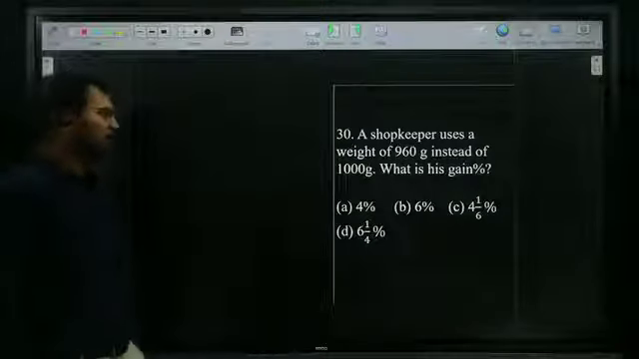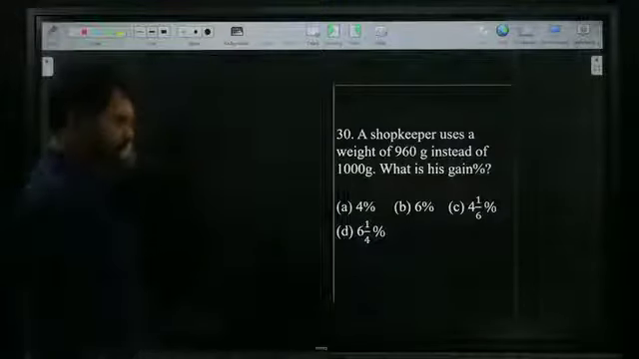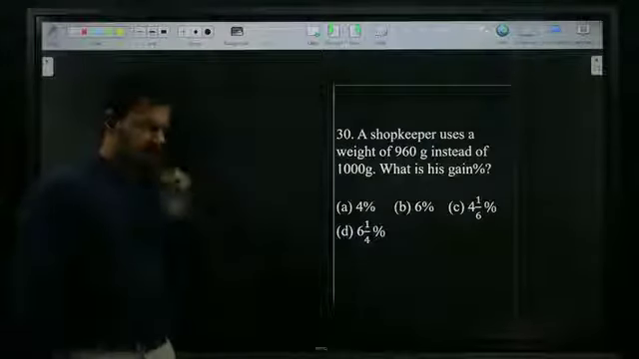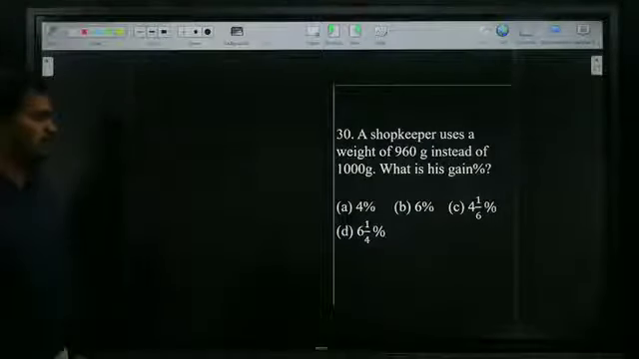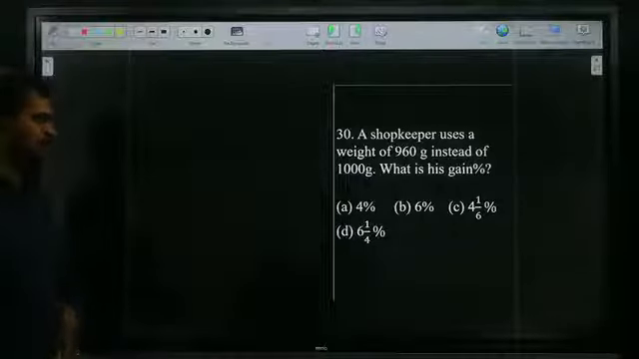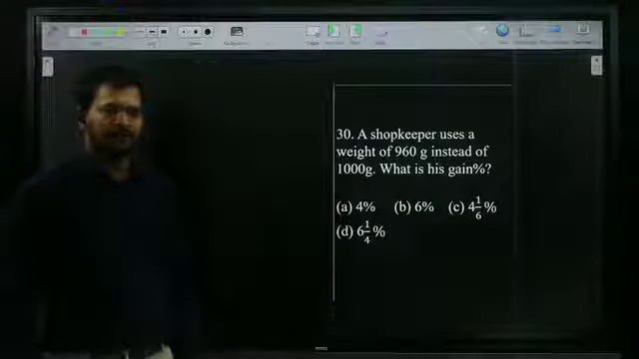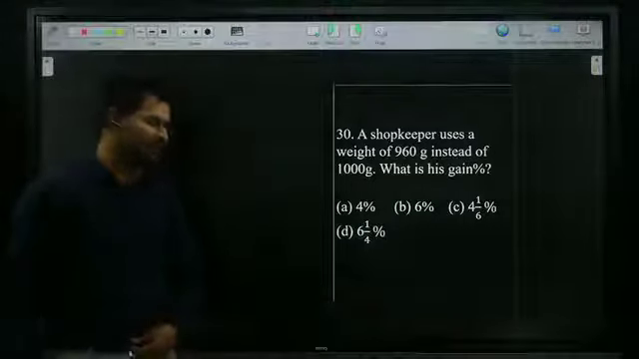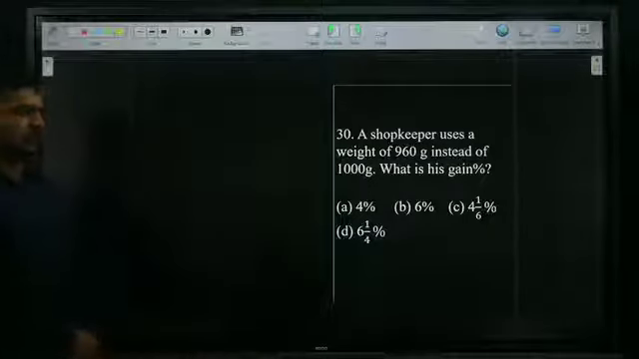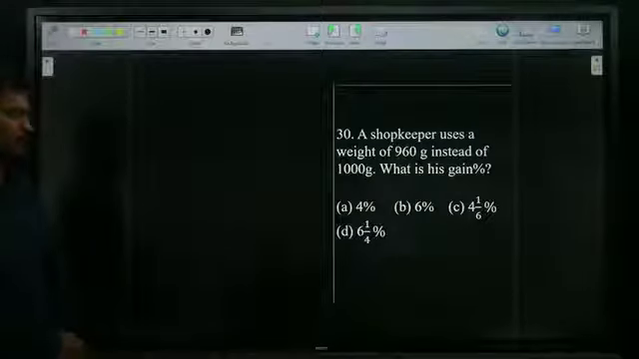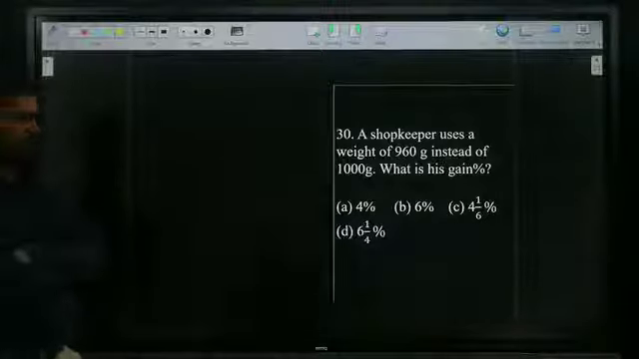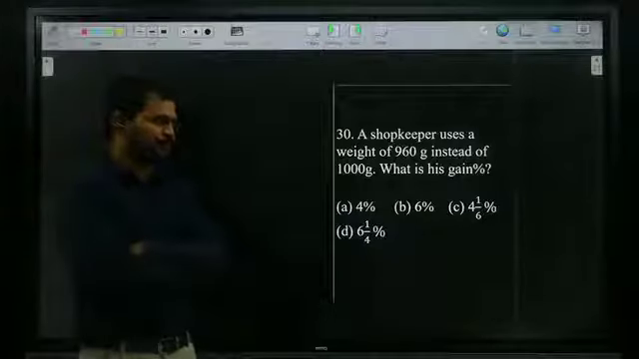A shopkeeper uses a weight of 960 grams instead of 1000 grams. What is his gain percentage? Just try to solve yourself. I already gave this type of model. Just try to solve this question. I need an answer from you only.